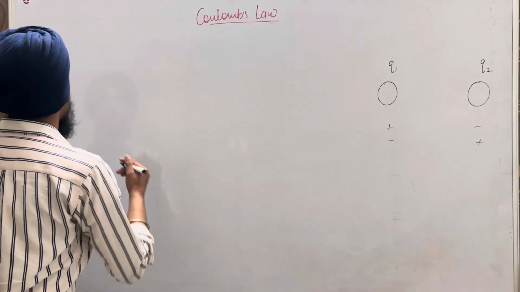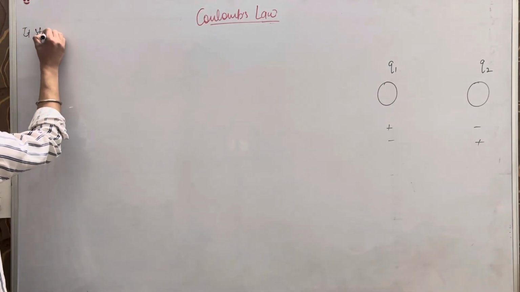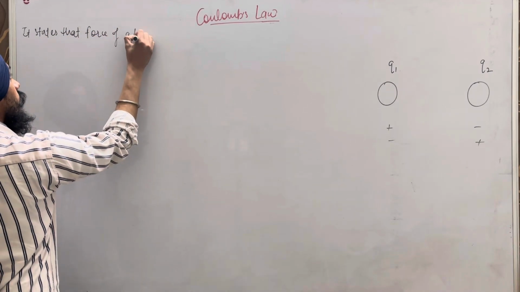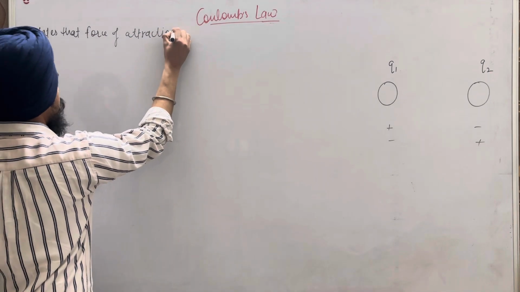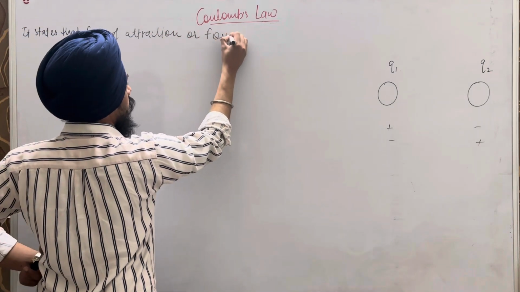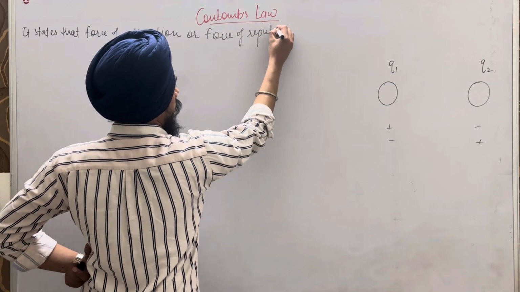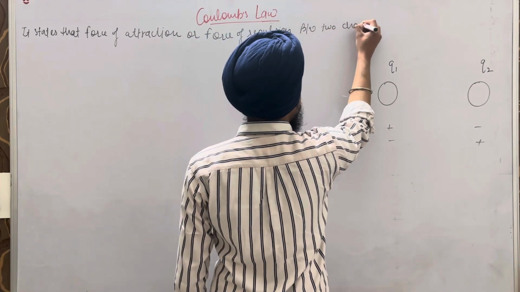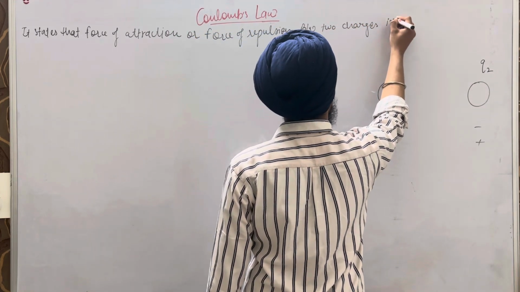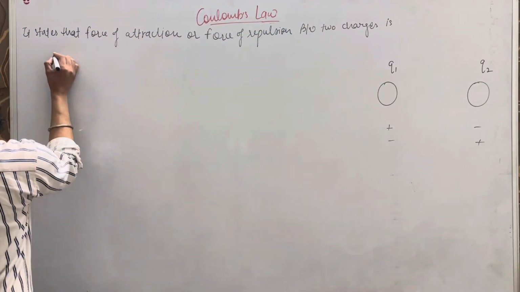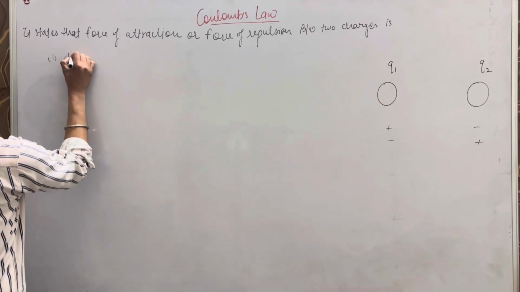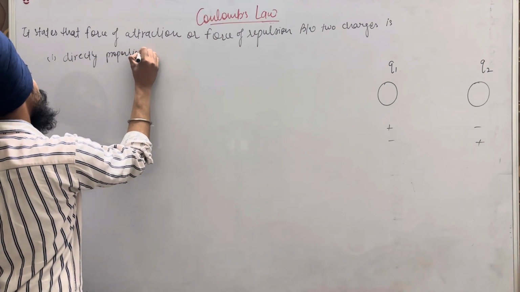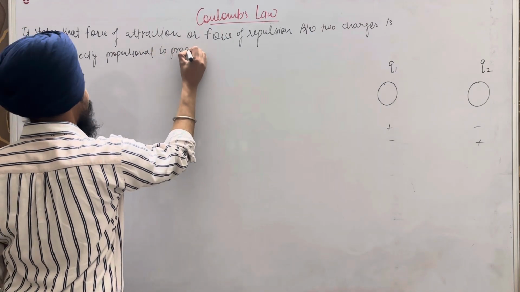So Coulomb's law, it states that force of attraction or force of repulsion between two charges is... what does Coulomb's law tell us? First point, directly proportional to product of their charges.